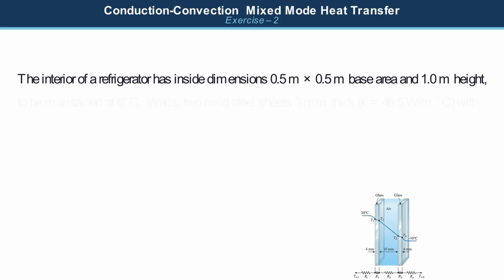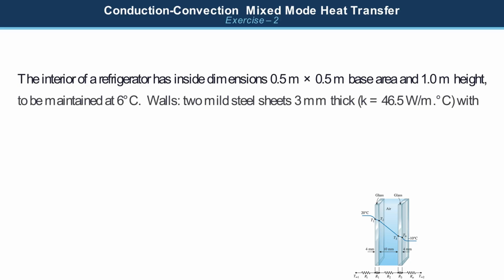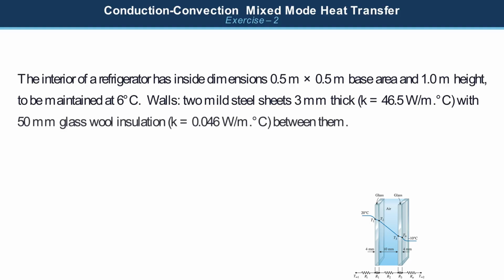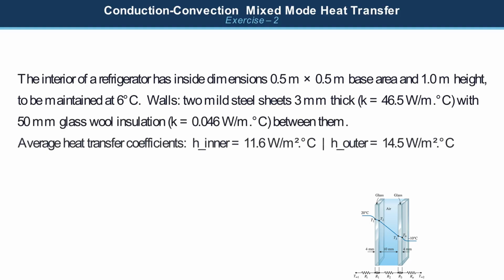All right, problem 2. Now we're looking at something a little more complex, a refrigerator. The interior has a base area of 0.5 by 0.5 meters and a height of 1.0 meter, and it must be maintained at 6 degrees Celsius. The walls are a composite structure, not just one material, but 3 layers.